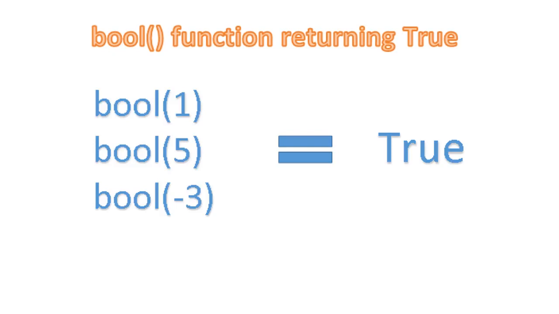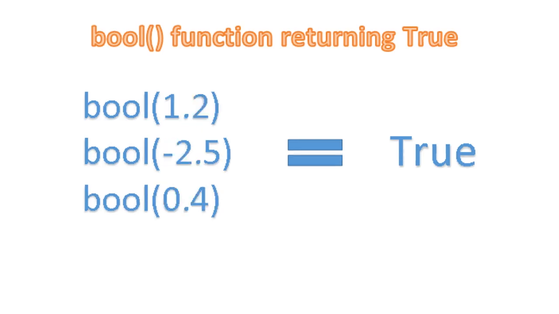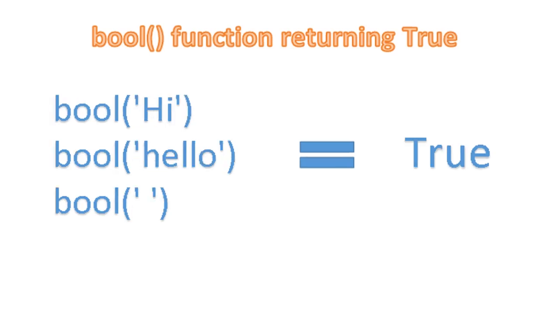Let's see different values when passed to the bool function returning True. Any integer type other than 0, for example 1, 5, minus 3, will return True. Any float type value other than 0.0, for example 1.2, minus 2.5, 0.4, will be converted to True. Any string with some value will return True. A string having a single space will also be converted to True.